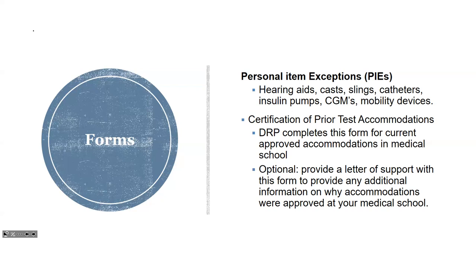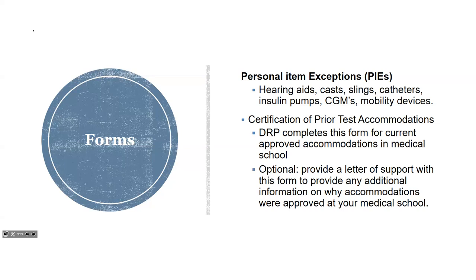If a student needs an item not on the list, email disabilityservices@nbme.org to inquire. They can provide information for you and the student. It usually just requires documentation from a provider along with a photo of the item that's needed. And again, a note is that you can't use a stock photo. It actually has to be a photo of the student's device.